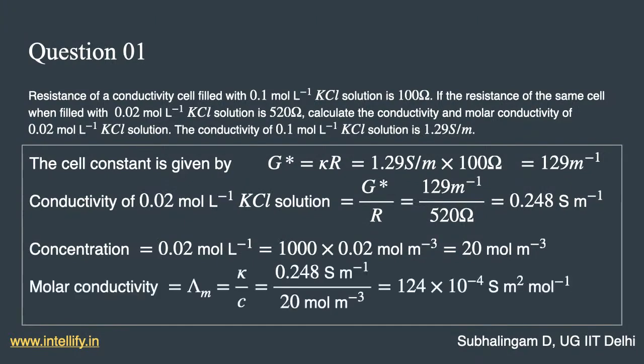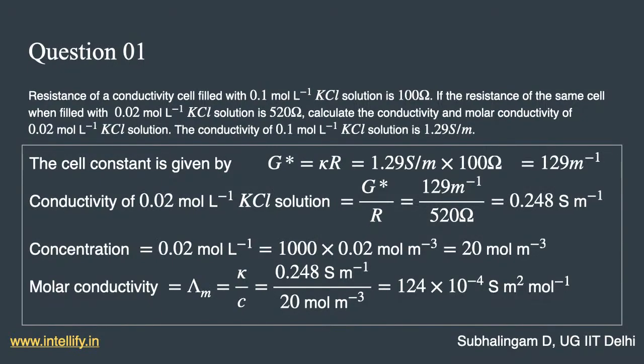So now molar conductivity is simple, that is kappa by C, and substituting back the values, we have 0.248 Siemens meter inverse upon 20 mole per meter cube, that is 124 into 10 to the power minus 4 Siemens meter square mole inverse. And if you remember, this is equal to 124 Siemens centimeter square mole inverse, because 1 Siemens meter square mole inverse is 10 to the power 4 Siemens centimeter square mole inverse.